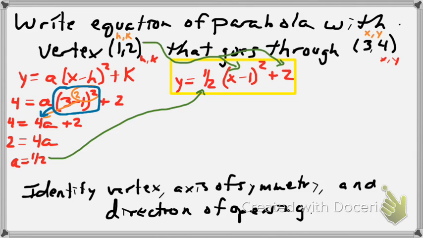Although you know what the vertex is, and you know that it opens up, we've just never talked about the axis of symmetry. So we'll let them deal with those pieces. But you guys can come up with the equation. Placing the values in for the vertex and the point, solving for a, and then writing the equation. All right.